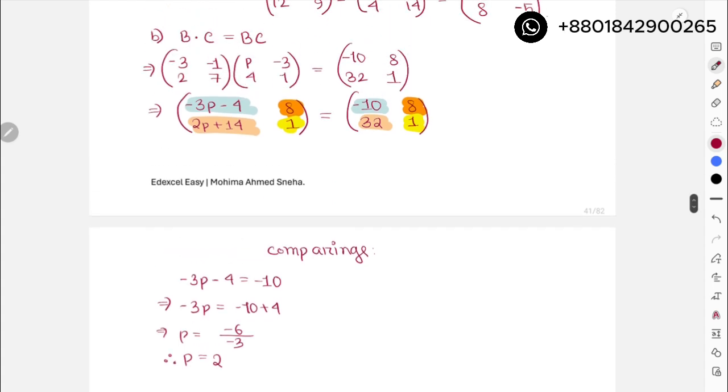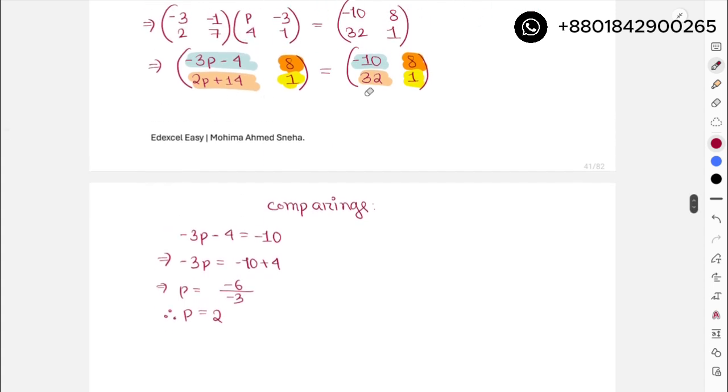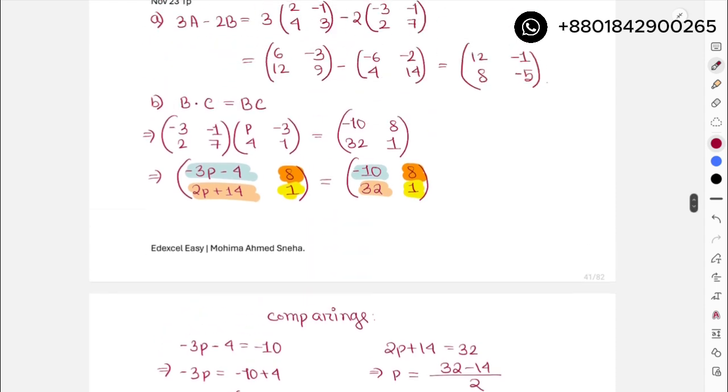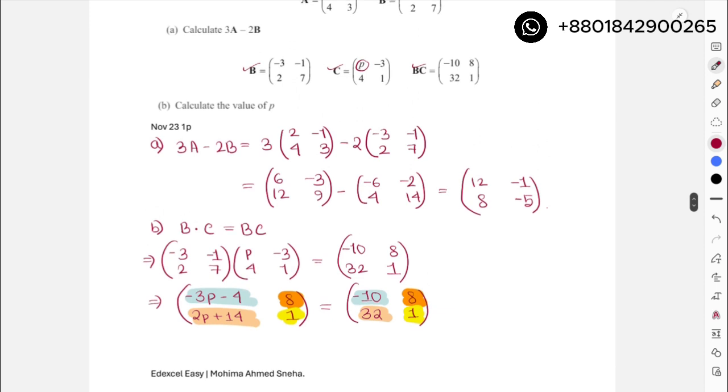If I want to recheck my answer for the value of p, I will do the same process for this other colored part. That is 2p plus 14, which equals 32. And from there again, if I make p the subject, this is just 32 minus 14 over 2. And you get 32 minus 14 over 2. Oh wait, one minute, I'm getting different values. 32 minus 14 over 2. 32 it was.